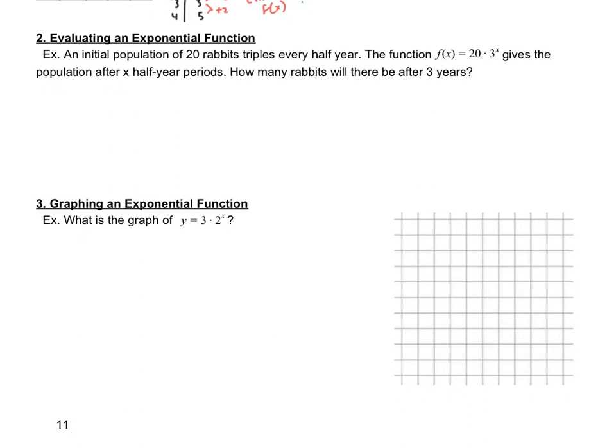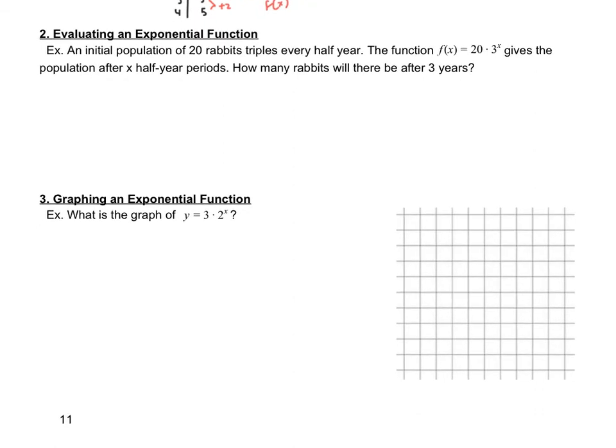So as we are evaluating an exponential function, we have an initial population of 20 rabbits that triples every half year, and this function, they've given it to me, is 20 times 3 to the x, which gives the population over x half years. So that's a half year. How many rabbits will there be in 3 years? Well, remember that my equation is written in half years, right? So x half years, but they're telling me 3 years.